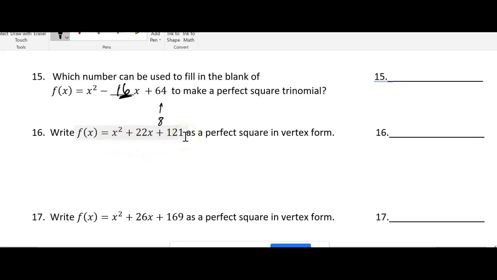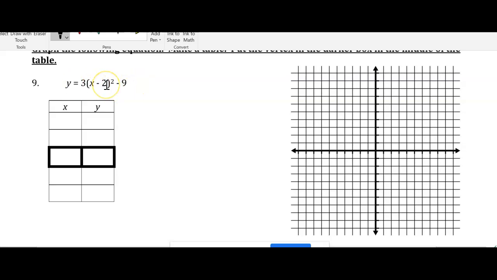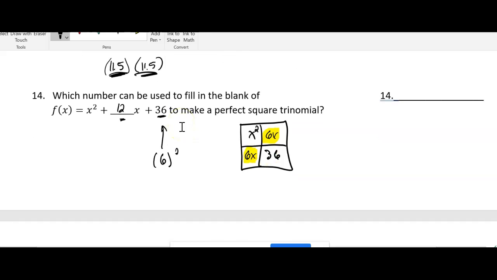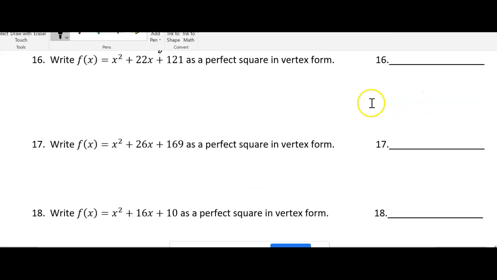So if we go back to the one where we skipped over the graphing question, if I ask you what the vertex of this one is, we'd all be fine. We'd say that's a 2 and a negative 9, because that's in vertex form. If it's not in that form, in order to graph or to find our vertex, then it's a little bit harder. And that's what we're dealing with right now, this being in standard form. So what we want to do is write this as a perfect square in vertex form. And we're going to do that for these last handful.